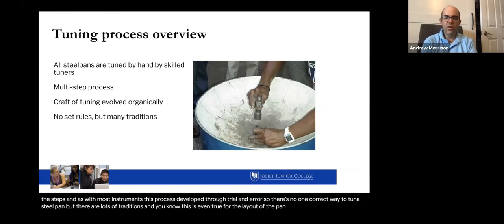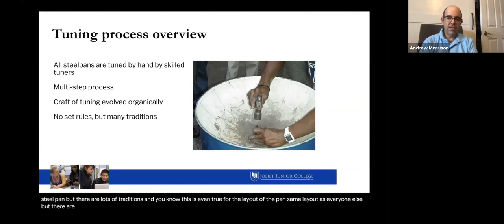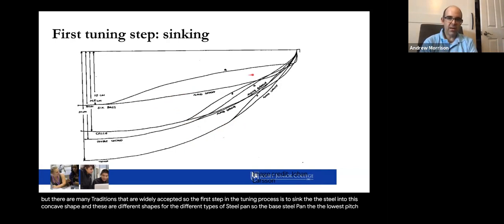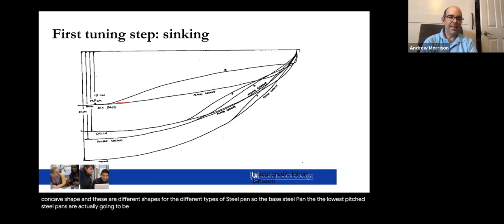No tuner is forced to use the exact same layout as everyone else, but there are many traditions that are widely accepted. So the first step in the tuning process is to sink the steel into this concave shape. And these are different shapes for the different types of steel pans. So the base steel pan, the lowest pitched steel pans, are actually going to be sunk the least. So this is the base one. And the ones that carry the lead are sunk the most.